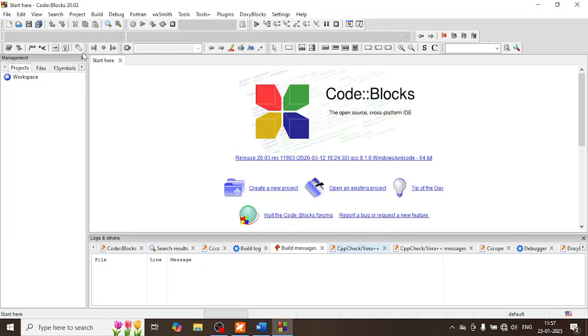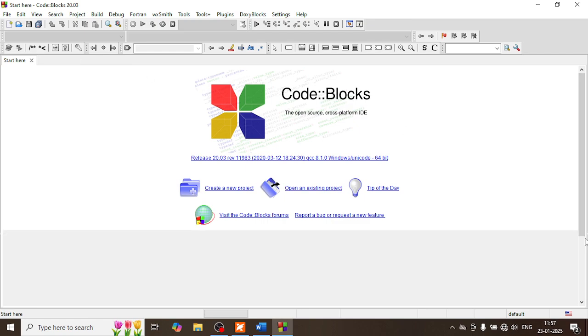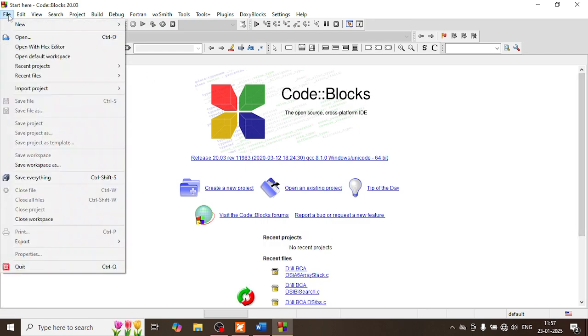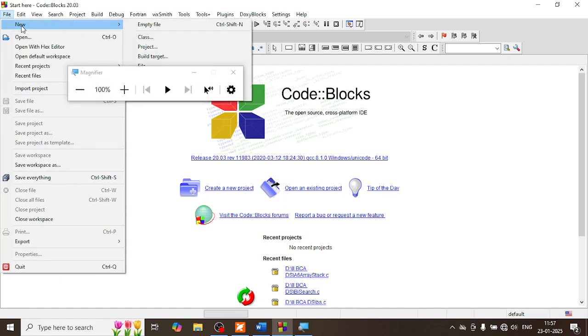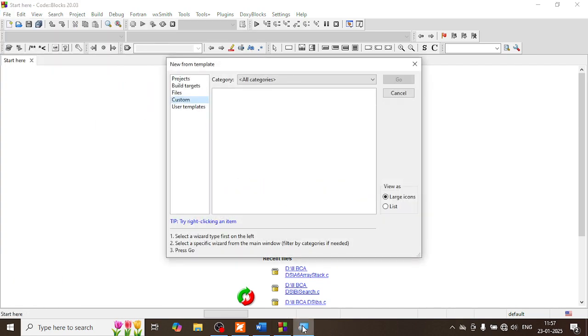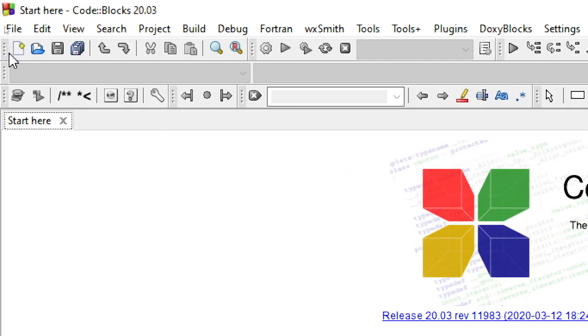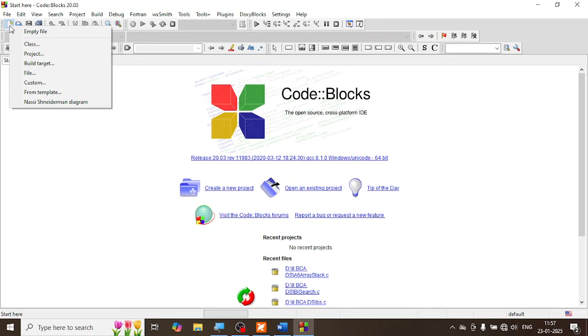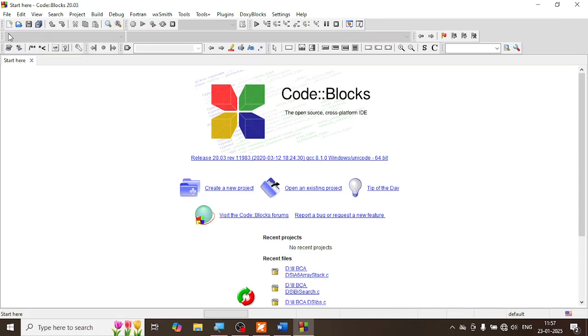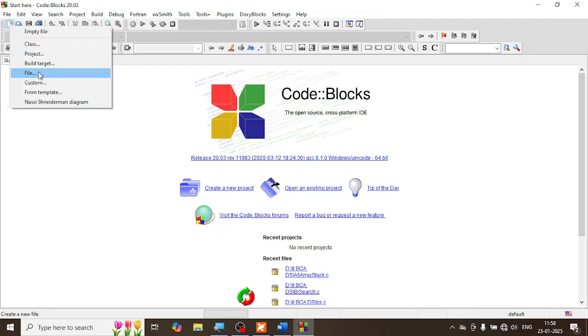I have the code block with me, and I'm going to start a new program here by clicking on File and New. Let me, not this one, I'm going to click on this icon over here, the new icon, and select File as my option. Okay, that came in between, that's why I got confused. So this is the option I'm going to select.